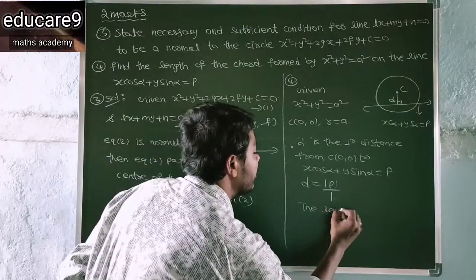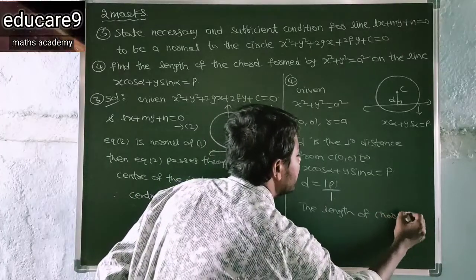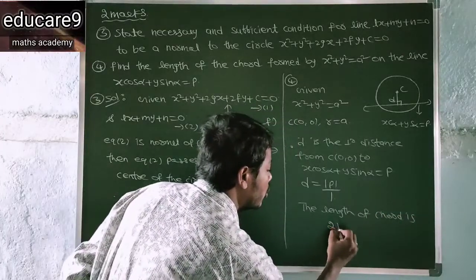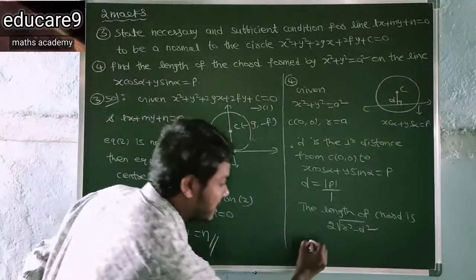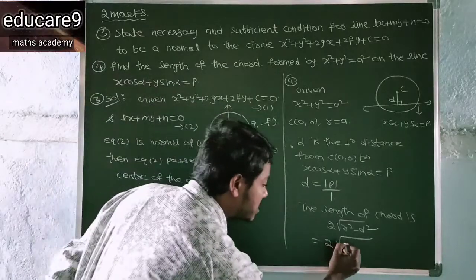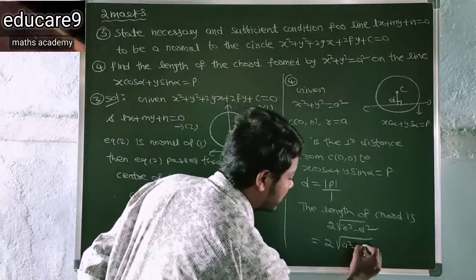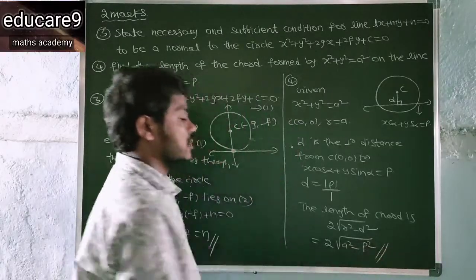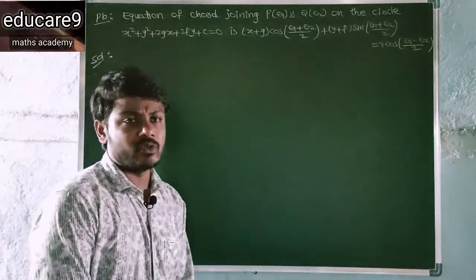The length of the chord is 2 root of r square minus d square. So that is 2 root of the radius of the circle, that is a square, and d is what? Mod p. So d square means p square. So this is the required length of the chord. So see the next one.